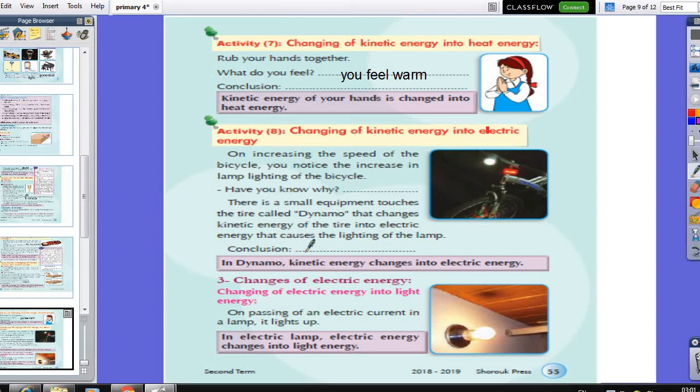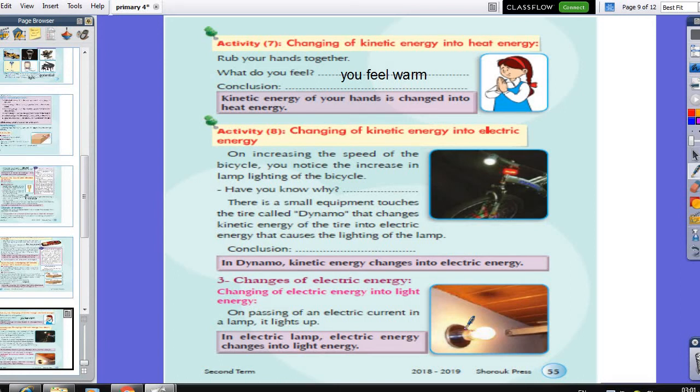What will happen to the dynamo? The kinetic energy will change into electric energy. So what is the benefit from the electric energy which is produced inside the bicycle? We can light the lamp, or the electric bulb can turn on. Okay, so in the dynamo, kinetic energy changes into electric energy, the electric lamp.